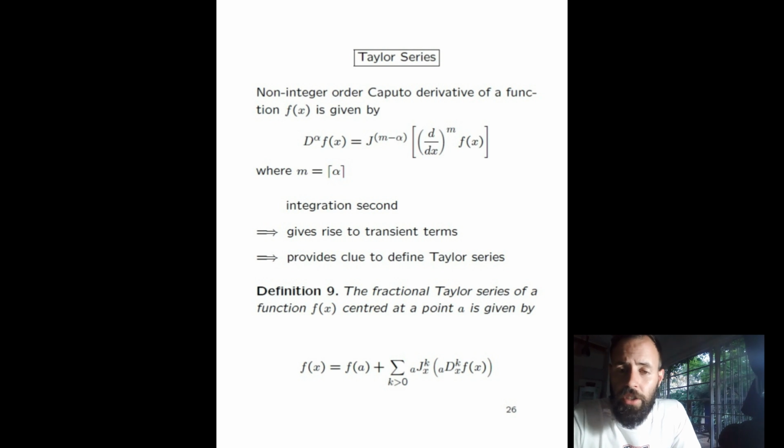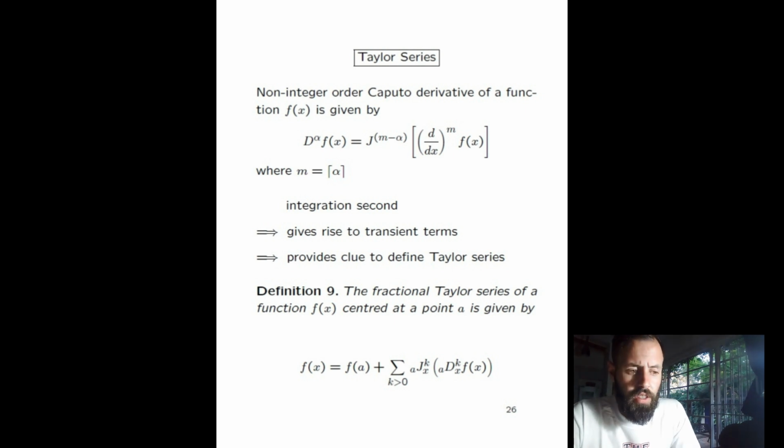So we talk about the Taylor series. Remember before we mentioned that the Caputo formalism of the derivative operator takes the non-integer order integral to the left of the derivative, in which case it could produce transient terms and provide us with a clue of how to define the Taylor series. So this is our definition of the Taylor series of a function centered at a point, our fractional Taylor series.